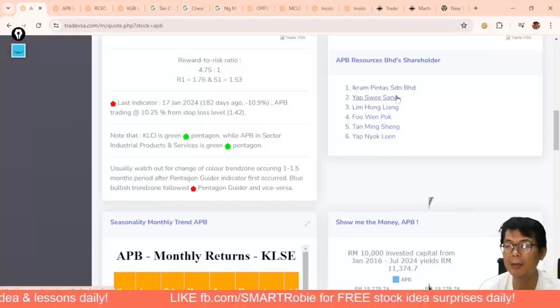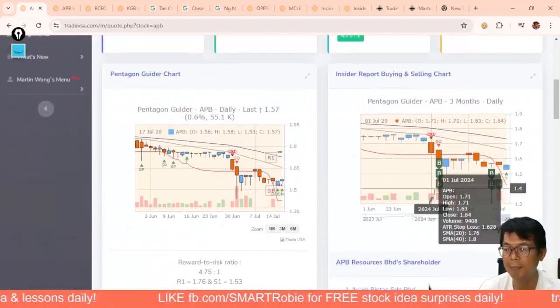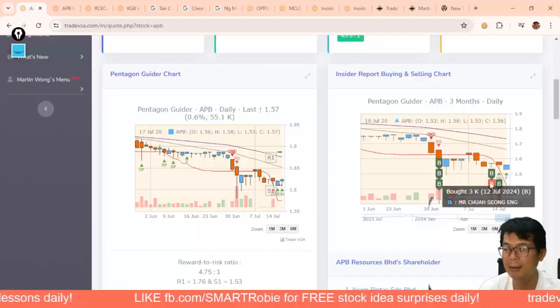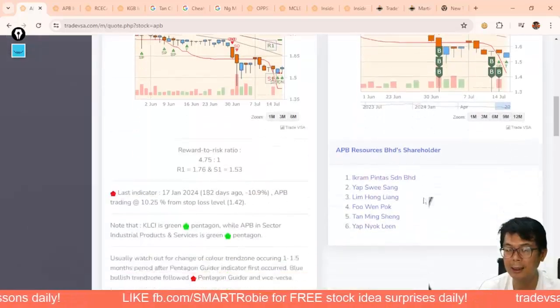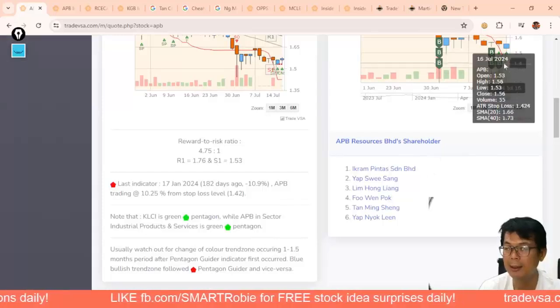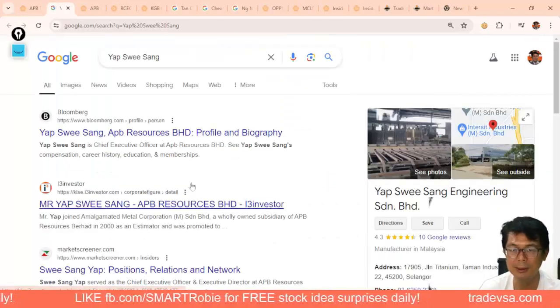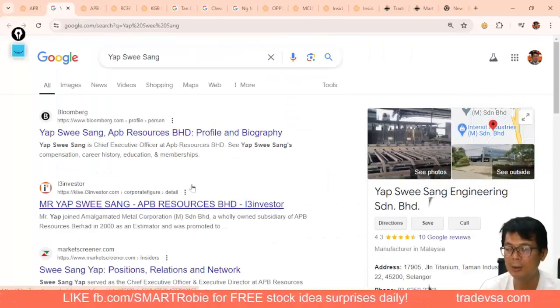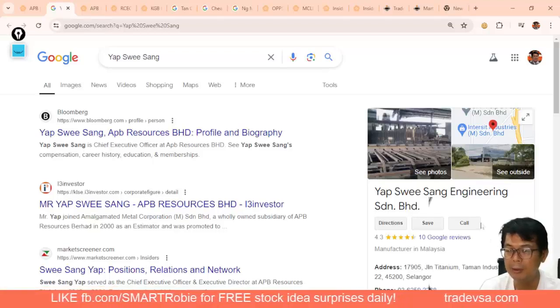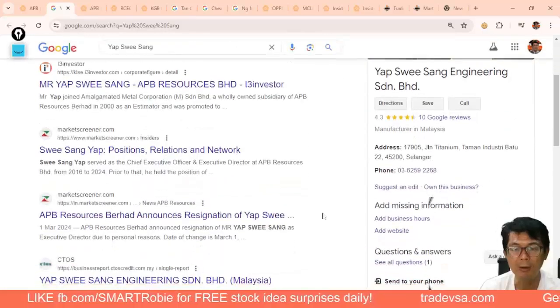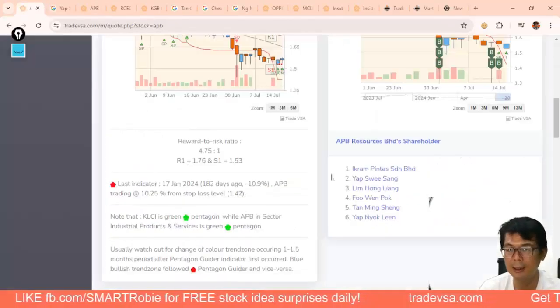Only Liao, no Liao here, right? What's the other name? Liao. Chua. Any Chua? No Chua, right? Only this guy in here, Yap Swee Seng. Okay, this is probably the CEO of the company. It's in Batu 22, Jalan Titanium. Okay, so these are all steel companies in here.